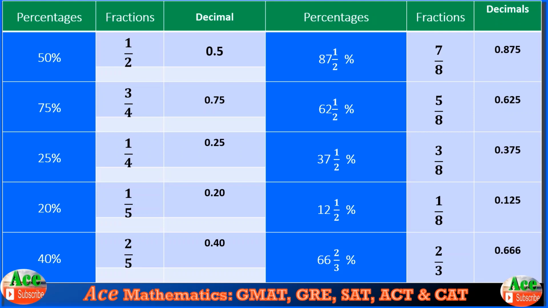62.5% can be expressed as a fraction, 5/8, and as decimal, 0.625. 37.5% can be expressed as a fraction, 3/8, and as decimal, 0.375. 12 and 1/2% can be expressed as a fraction, 1/8, and as decimal, 0.125. 66 and 2/3% can be expressed as a fraction, 2/3, and as a decimal, 0.666.